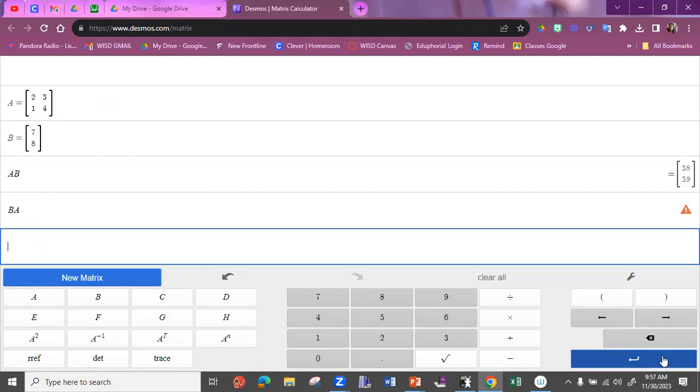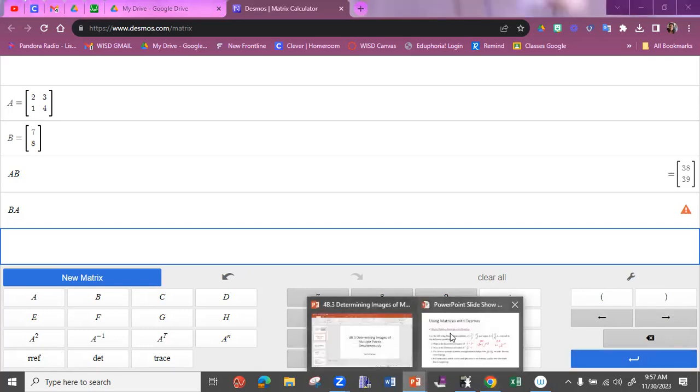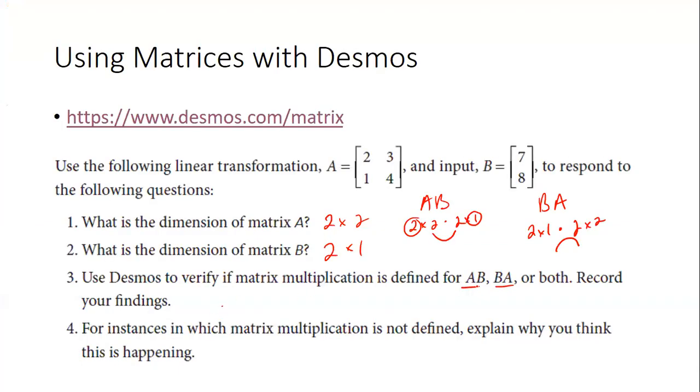But we already knew it wasn't going to work because we know the smile test, right? Where do we put that in? That goes on that, it's just part of that. So here it says, did it work? Verify. AB works. Yes. What was the answer for AB? 38, 39. Did BA work? No. Solution: undefined.